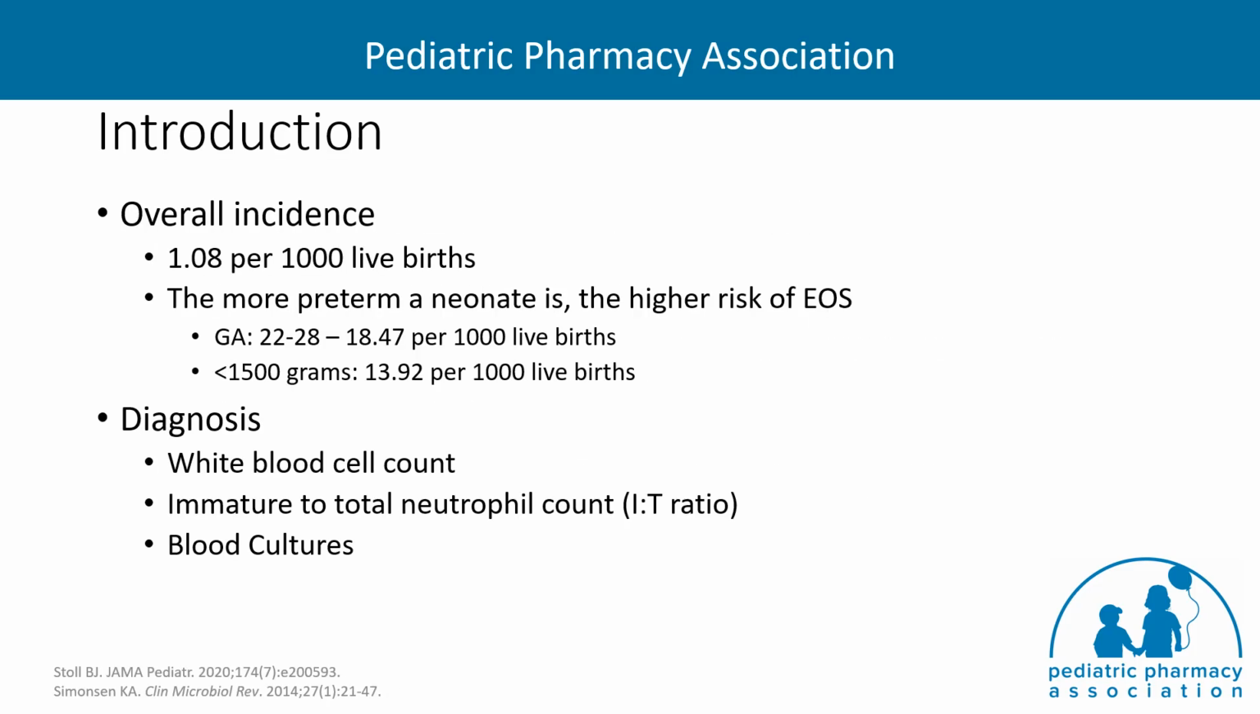Early onset sepsis occurs in approximately 1.08 per 1,000 live births, and data has demonstrated that the more premature a neonate is, the more likely sepsis is to occur. This is also true for patients that weigh less than 1,500 grams at birth. Diagnostic tests that are used to identify sepsis in neonates are white blood cell counts. Both low and elevated counts can be a predictor of sepsis, as well as an I to T ratio greater than 0.2. This reflects an increase in the production of immature neutrophils and may be a positive predictive value of sepsis. Blood cultures continue to be the gold standard of diagnosis.